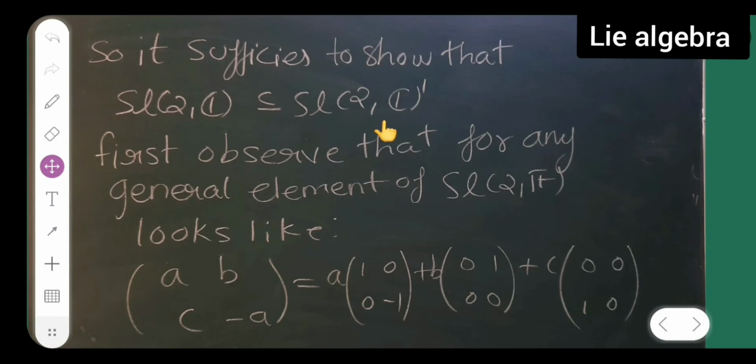So first what I'll have to do is observe that a general element of SL(2, F) looks like this: [a b; c -a]. So this is my a part. If you plug it in, again you all will get a times [1 0; 0 -1], since I have taken a outside, plus b times [0 1; 0 0], plus c times [0 0; 1 0]. This is what the general element will look like.